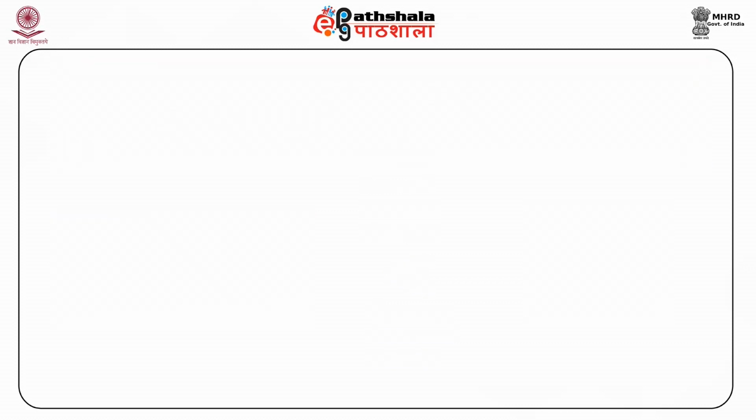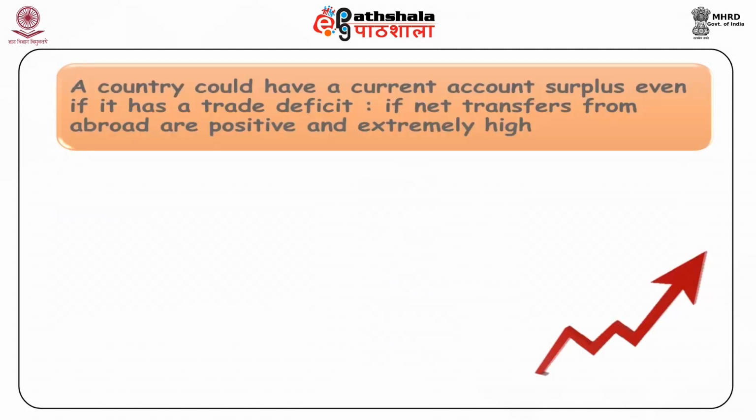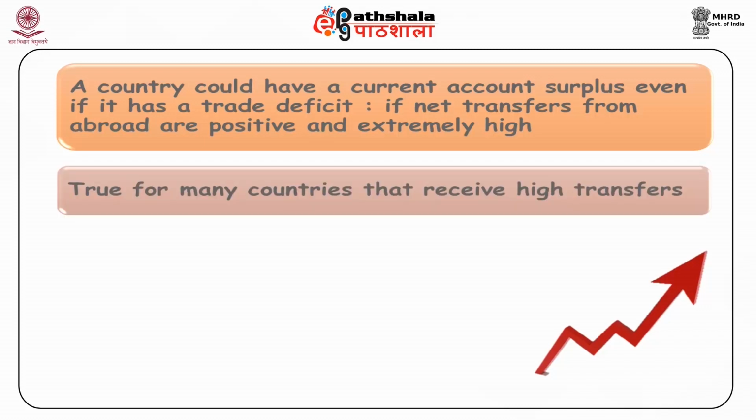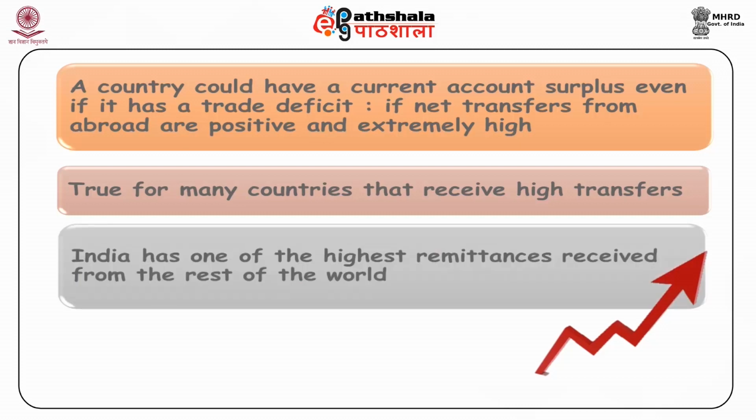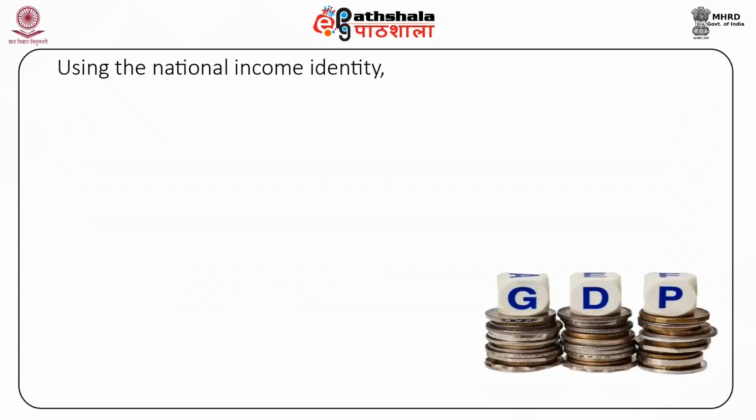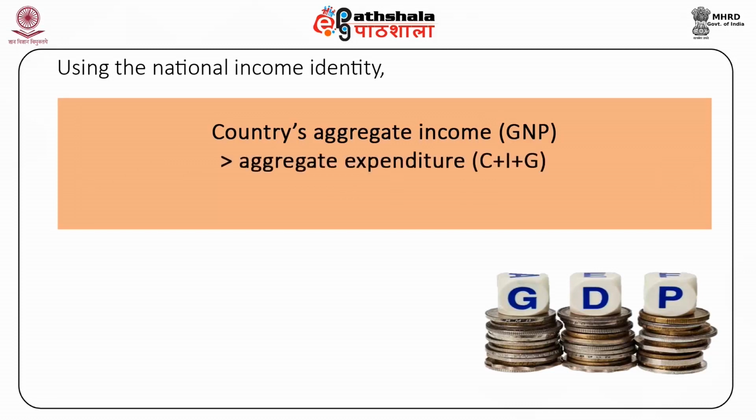It is interesting to note that a country could have a current account surplus even if it has a trade deficit if net transfers from abroad are positive and extremely high. This could be true for many countries that receive high transfers. For instance, India has one of the highest remittances received from the rest of the world. Using the national income identity, we can show that when a country's aggregate income exceeds its aggregate expenditure, which is C plus I plus G, it runs a current account surplus and the current account balance is positive.